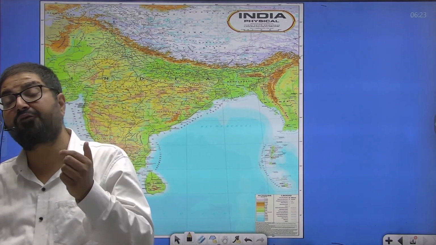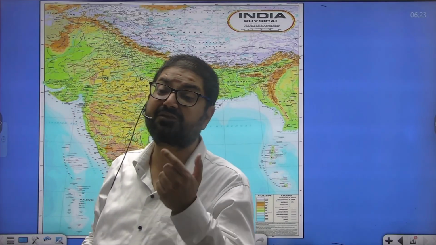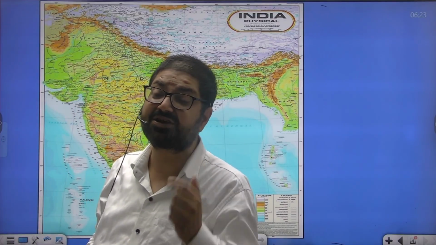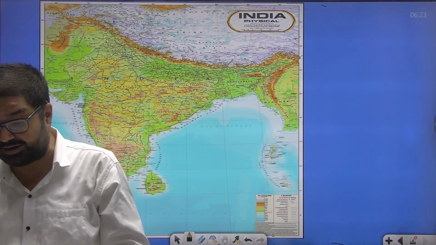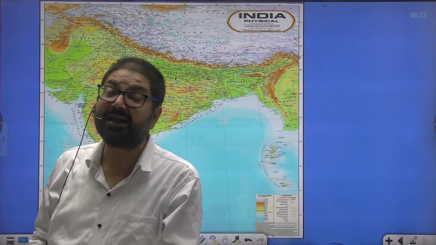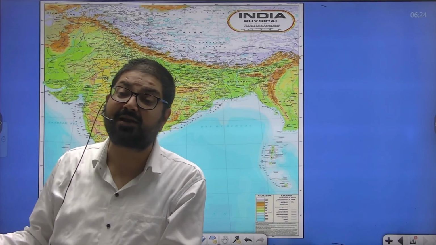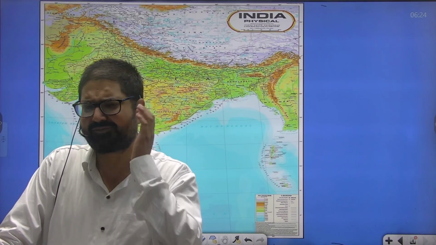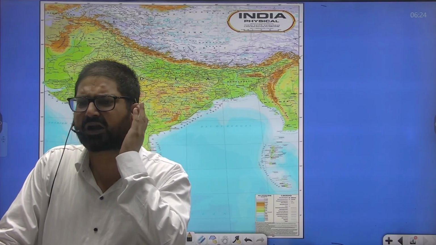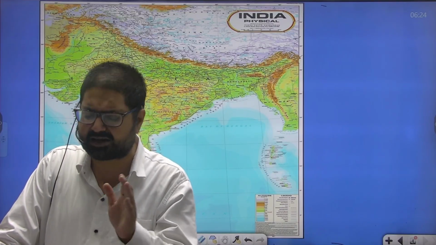The variety of flora and fauna is so large that India is one of the 17 mega diverse nations of the world. And if you take the case of ethnic and linguistic diversity, India is comparable to any continent. Language, यहाँ 10 किलोमीटर जाओ language change हो जाती है, dialects. In India, you have a plethora of languages, different ethnic communities.